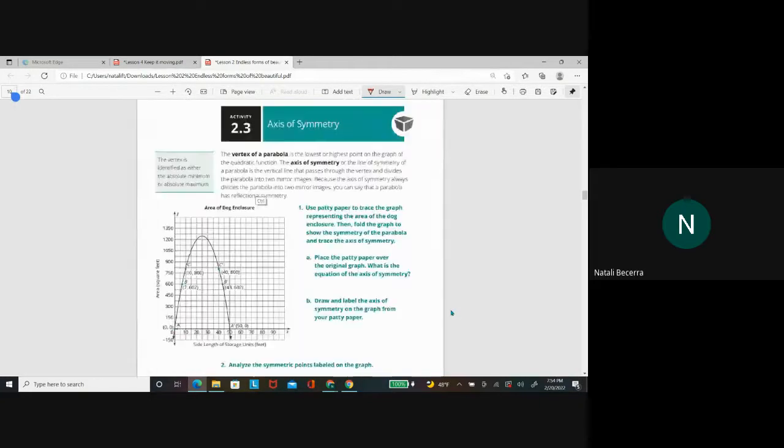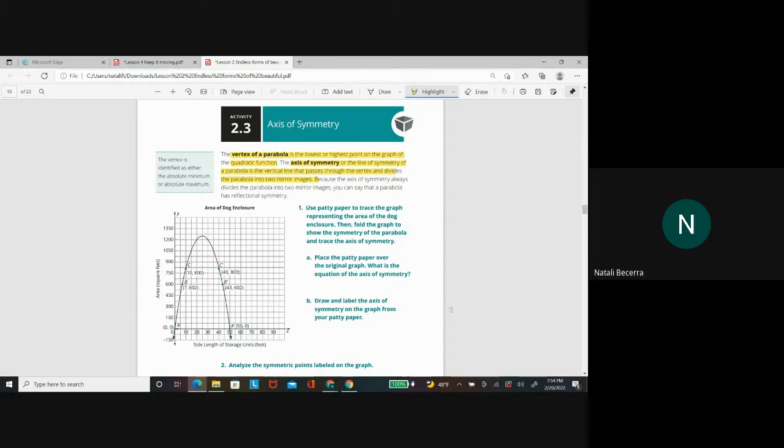All right, moving on. Okay, the vertex of a parabola. This is really important. I need you to highlight this. So let me switch to highlighter. The vertex of a parabola is the lowest or the highest point of the graph of the quadratic function. The axis of symmetry, or the line of symmetry, in a parabola is a vertical line that passes through the vertex and divides the parabola into mirror images.